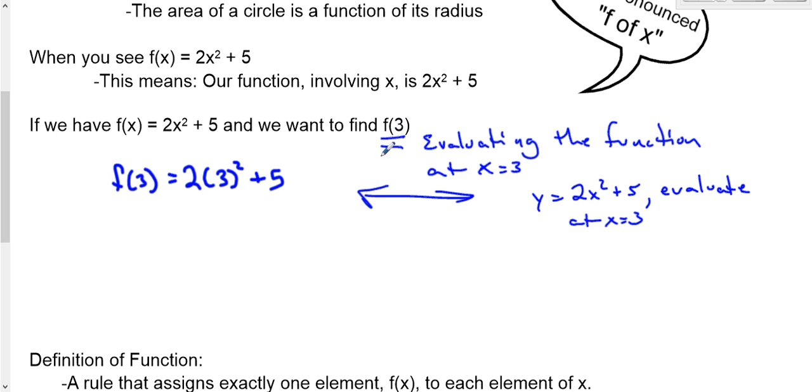So f of 3 tells you to plug in x equal to 3. So you plug in the 3 and you get 3 squared is 9, and 2 times 9 is 18, and 18 plus 5 is 23. So the function evaluated at 3 is equal to 23.